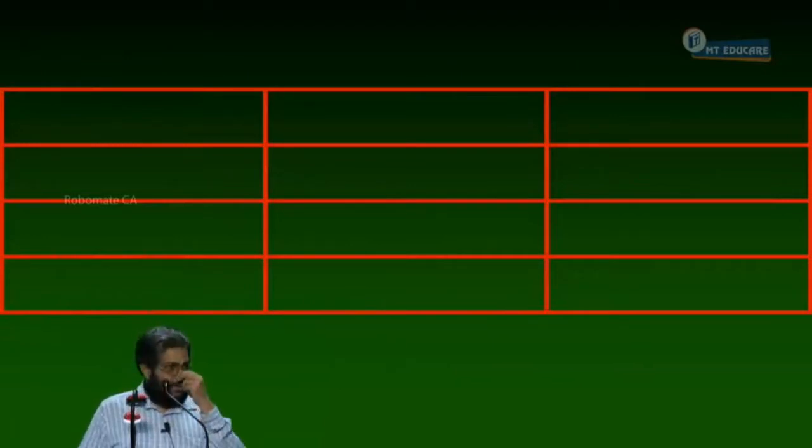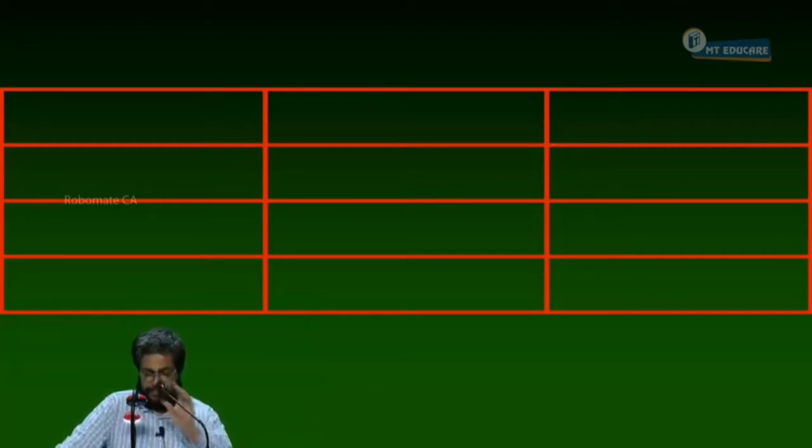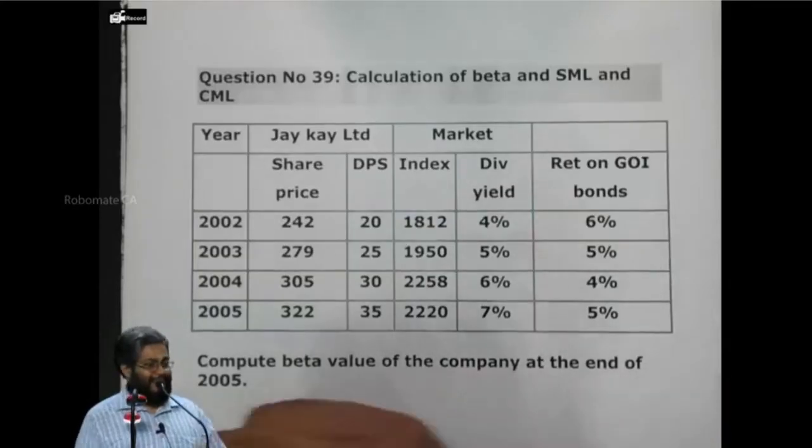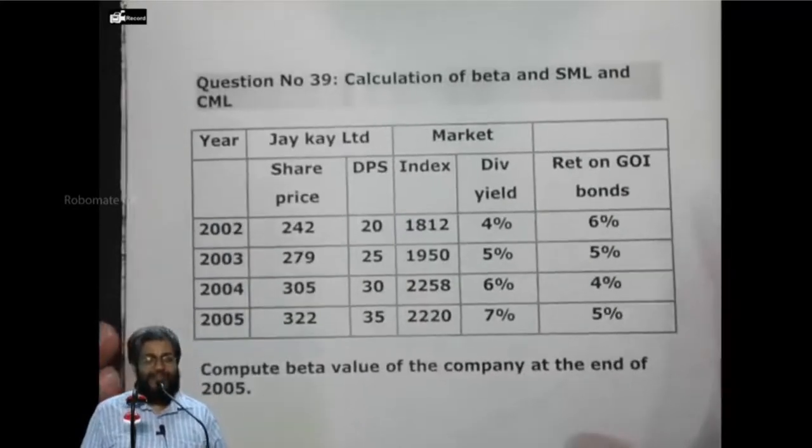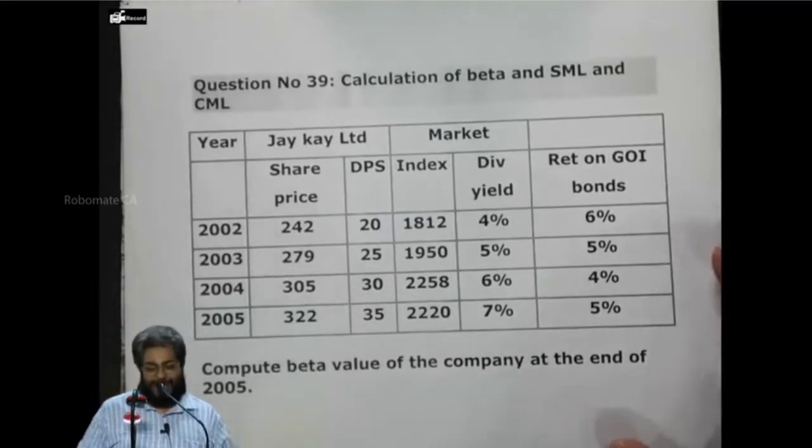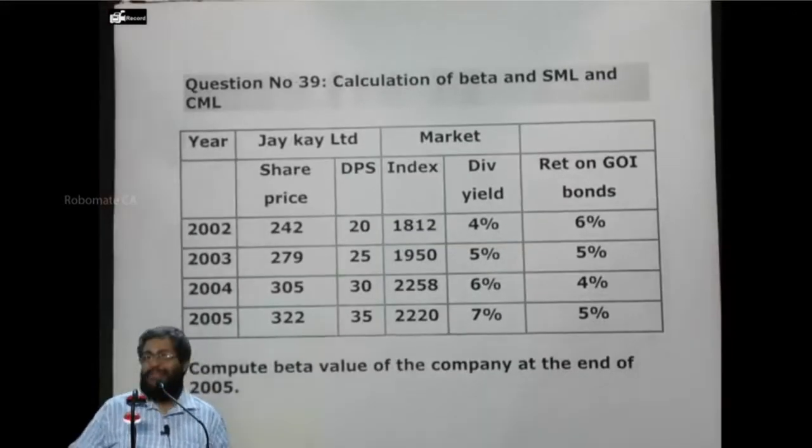Please take question number 39. Which chapter? Portfolio. Don't search in capital budgeting. Take question number 39 in portfolio. Okay. You will do it. Yeah. Can I proceed? No.